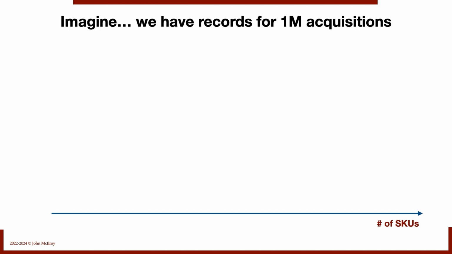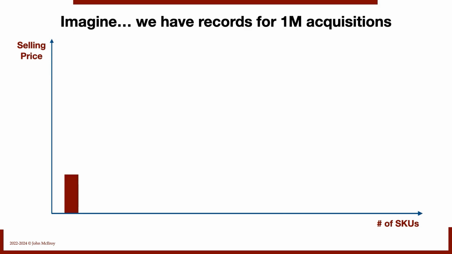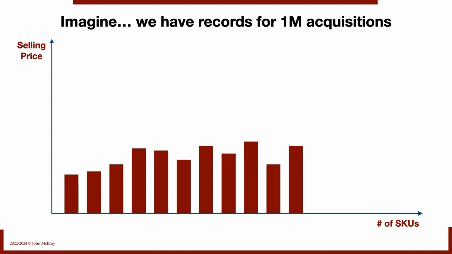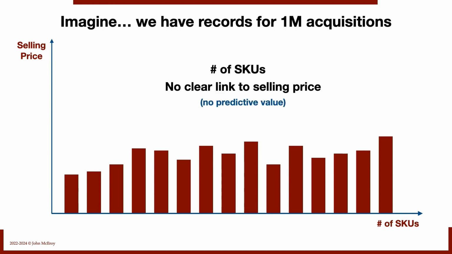If our supposition was going to be true, as the number of SKUs increased, the selling price would increase as well. The higher the number of SKUs, the higher the selling price. And to find out whether it's true, we would look at some transactions, and we'd plot based upon the number of SKUs and what the business is sold for. And if we did it in this situation, as the number of SKUs increase, the selling price certainly doesn't increase to the same degree. And so we'd easily conclude that the number of SKUs has no clear link to selling price and has no predictive value. So we're not going to base our value line on SKUs.